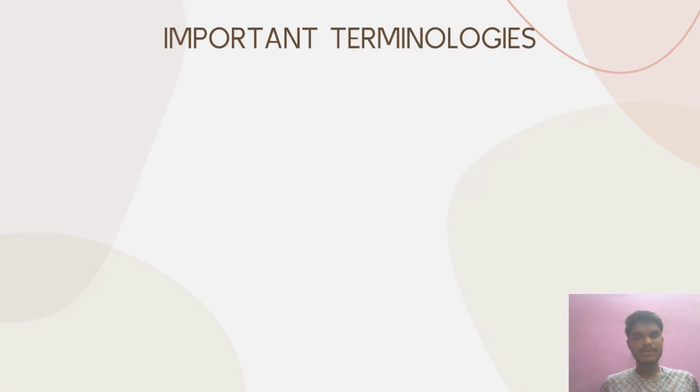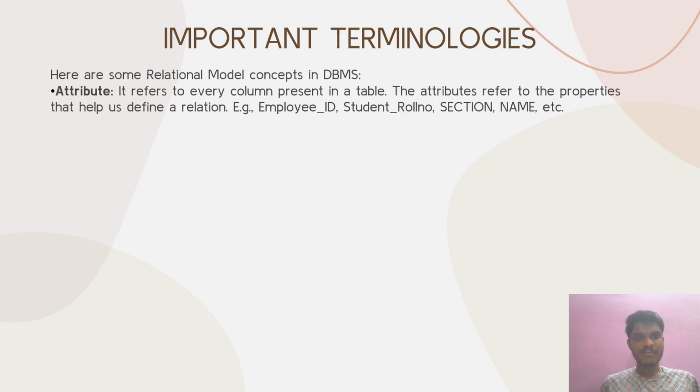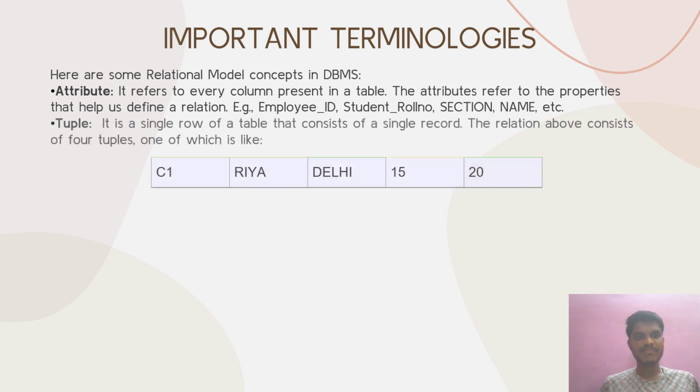Let us see some terminologies on relational model concept. First one, attribute. It refers to every column present in a table. The attributes refer to the properties that help us define a relation. Example, employee ID, student roll number, section name, etc. Next, tuple. It is a single row of a table that consists of a single record. The relation above consists of four tuples, one of which is given below.